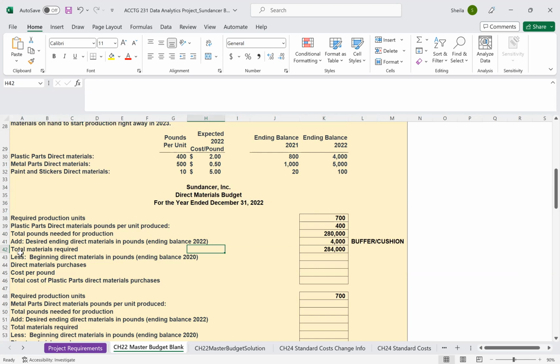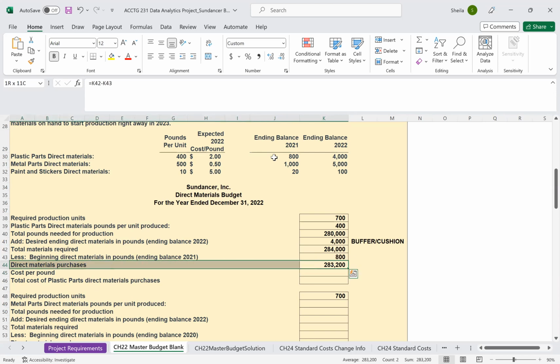But now the one thing to note is that this should be 2021. And I am starting my budget year with 800. Therefore, I do not need to acquire those materials, so I'm going to subtract those. And what I need to purchase is 283,200. That's my budgeted purchases.